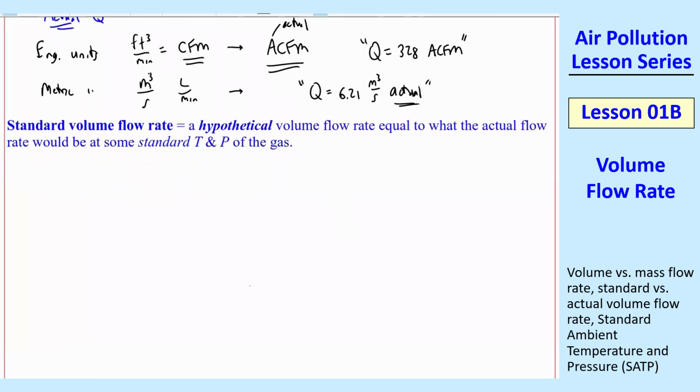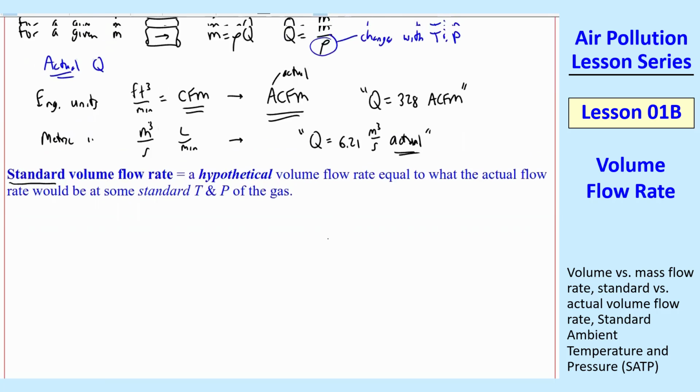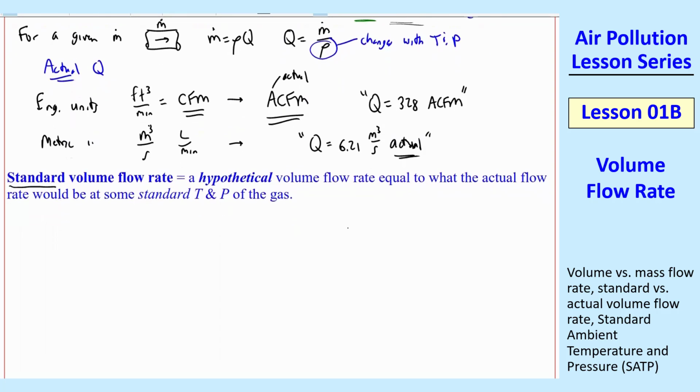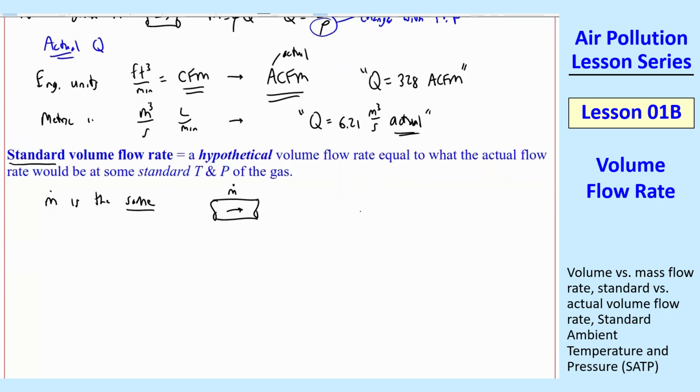What may be different for you is this so-called standard volume flow rate. This is a hypothetical volume flow rate equal to what the actual flow rate would be at some standard temperature and pressure of the gas. So the actual flow rate is based on the actual temperature and pressure of the gas, but we would pick a standard temperature and pressure. M dot is the same for either case. So you have your duct and you have your M dot flowing through it. How do we express this standard Q? We want to express volume flow rate in some kind of standard way.